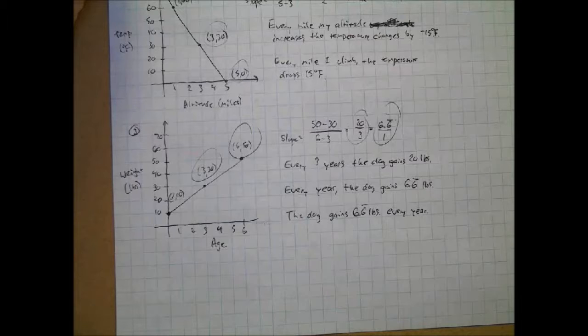Write a sentence to describe the slope in context. Just like we did here. Every 3 years, the dog gains 20 pounds. Every mile I climb, the temperature drops 15 degrees Fahrenheit, okay? I'm only giving you 3. You have 10 minutes to do 3 problems. For each one, 1, 2, and 3, write a sentence for each one. I know, writing in a math class, I'm asking for 3 sentences for homework tonight in addition to your slope stuff. I know it's a lot.